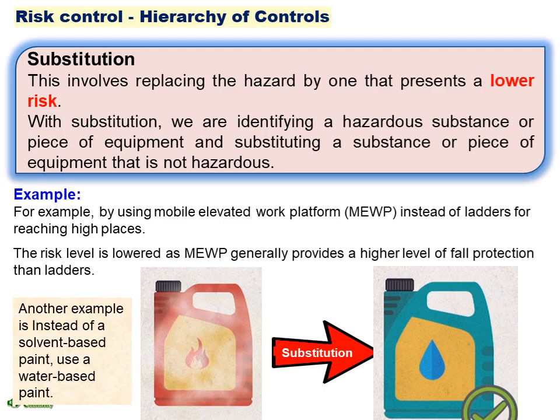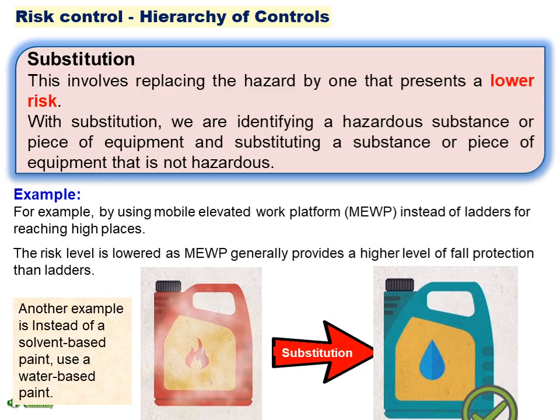Substitution. This involves replacing the hazard by one that presents a lower risk. With substitution, we are identifying a hazardous substance or piece of equipment and substituting a substance or piece of equipment that is not hazardous. Example.